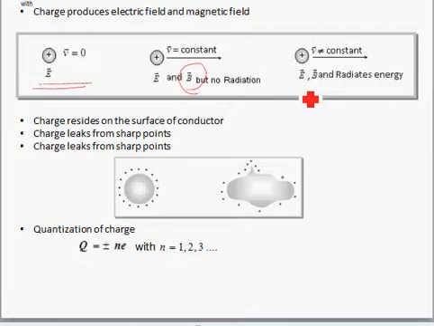Now when a charged particle moves with a non-uniform velocity, where the velocity is not constant, that is, either it is accelerating or it is decelerating, then it produces three things. It produces the electric field, the magnetic field, and it also radiates energy.